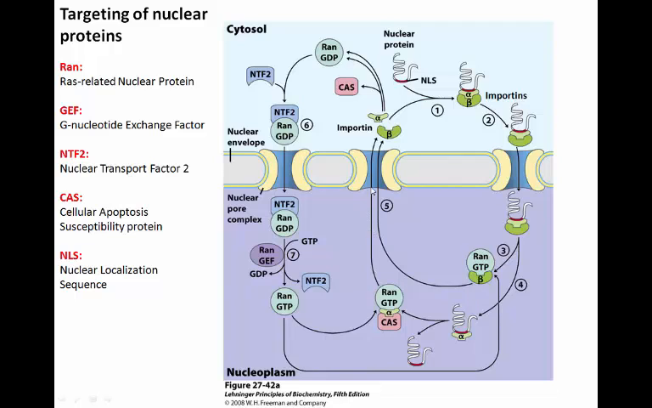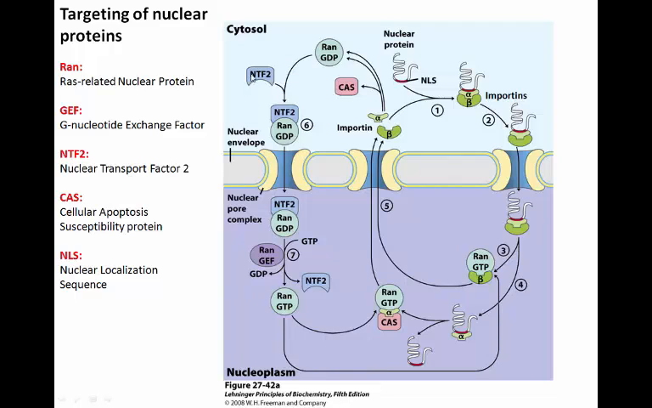The transport through this particular pore involves hydrolysis of GTP to GDP and an inorganic phosphate. So here's our alpha, here's our beta. They're back over here. We mentioned that. And the RAN now has a GDP. In order to use it again, we need to convert it back to the GTP.